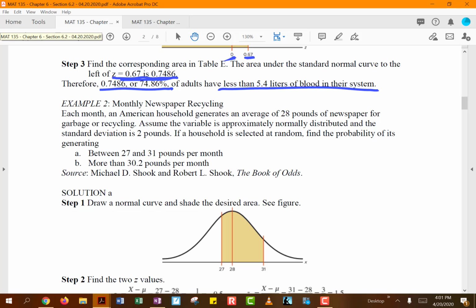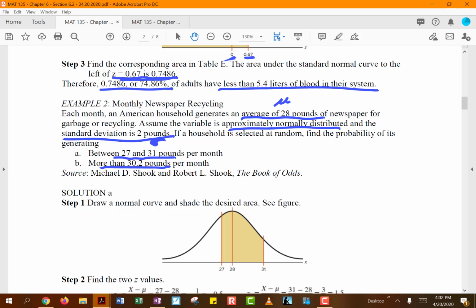We're talking about each month an American household generates an average of 28 pounds of newspaper. Again, we're talking about an average here, so that's going to be our mu value. And they're generating 28 pounds of newspaper for garbage or recycling. They're saying assume the variable is approximately normally distributed and the standard deviation is 2 pounds, so that's our sigma value over here. They're saying if a household is selected at random, find the probability that it is generating between 27 to 31 pounds, and for part B, generating more than 30.2 pounds.